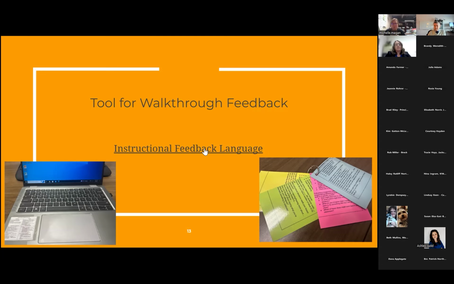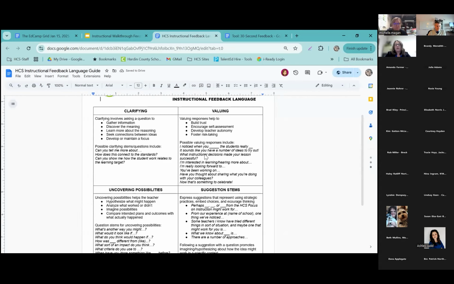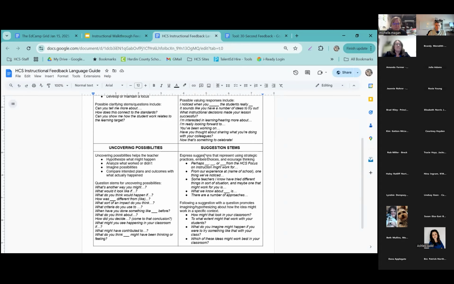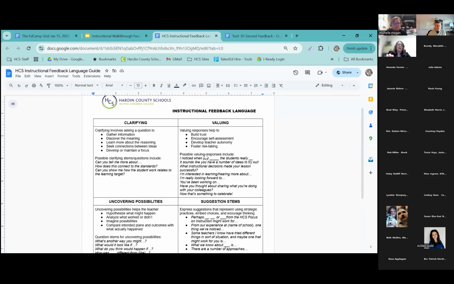So what we did in our district is we created this lovely chart here, which is actually based on someone else's work, and I forgot to cite it in here, so I'll definitely go back and add that as soon as I can figure out what website I found it on. But this helped guide our work as far as giving feedback.